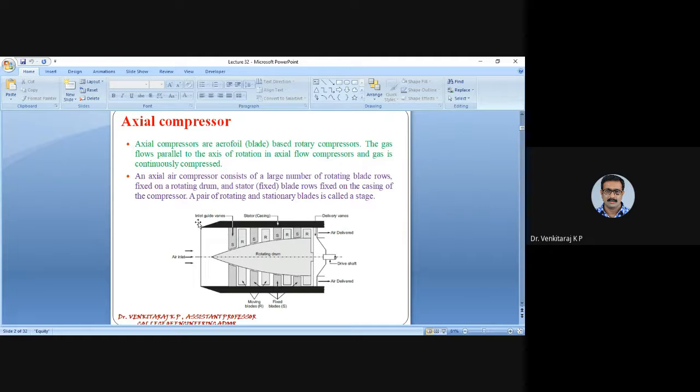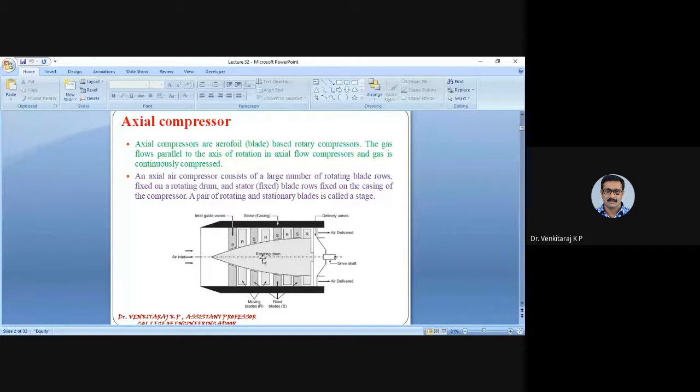We can say this is the first stator blade. We call it the inlet guide vane. The first stator blade is called the inlet guide vane. So this is the inlet of the compressor. The first stator blade forms the inlet guide vane. The purpose of the stator blade is, what is its purpose? It directs the incoming air to the rotor blades. It directs it to flow over the rotor blades.